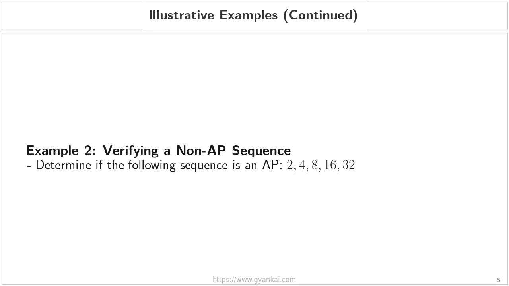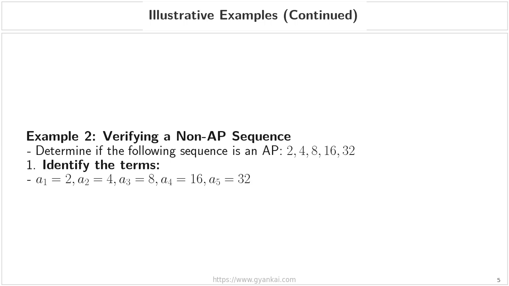In example 2, we are going to verify a non-AP sequence. Here is the sequence we are investigating: 2, 4, 8, 16, and 32. Our goal is to determine if this list follows the rules of an AP that we discussed in the previous slides. Let's walk through the solution step by step using the systematic process I just showed you.